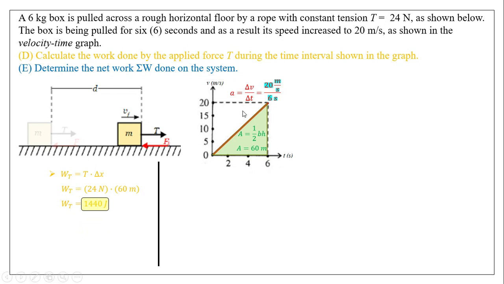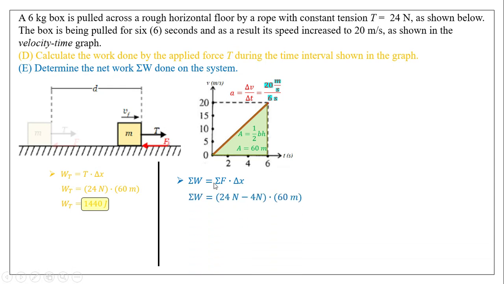So notice here it says net work. So you do have to consider all your forces. So here you have T pulling right. You have Fk acting against it, pointing leftward. So here I'm just going to set up the same stuff here.